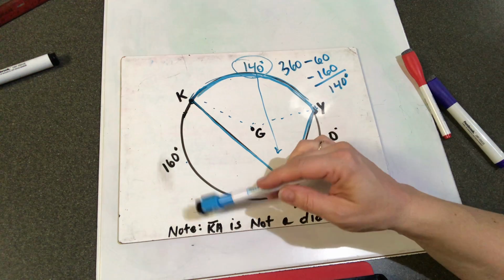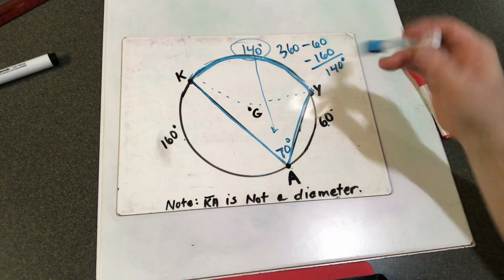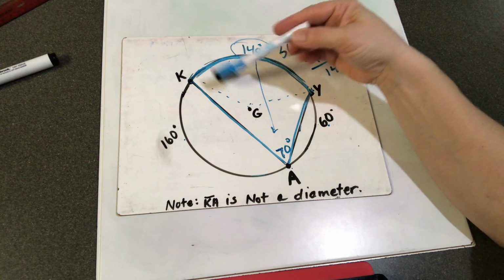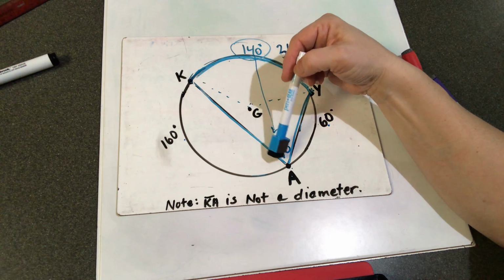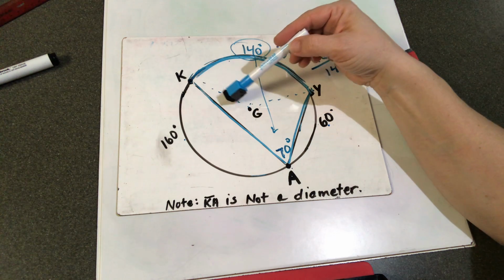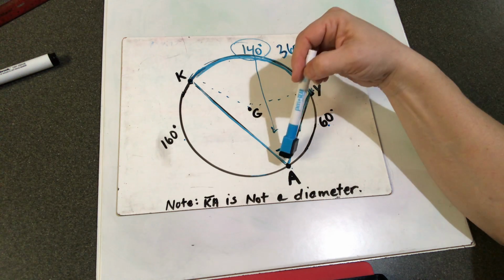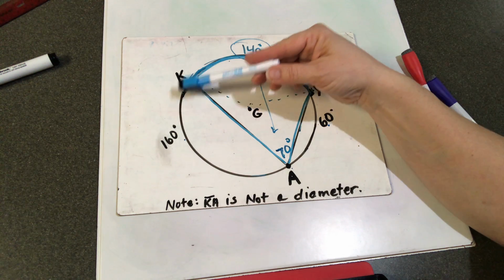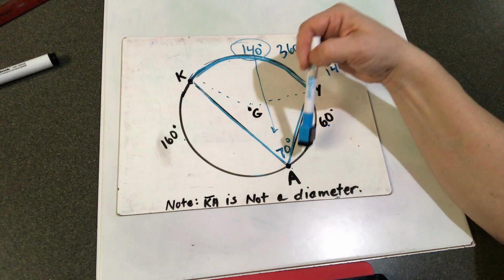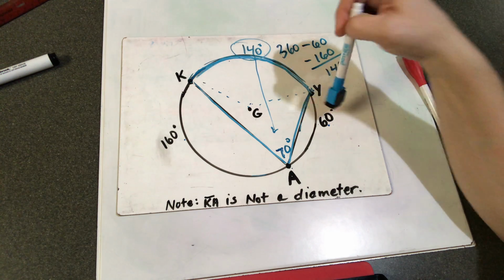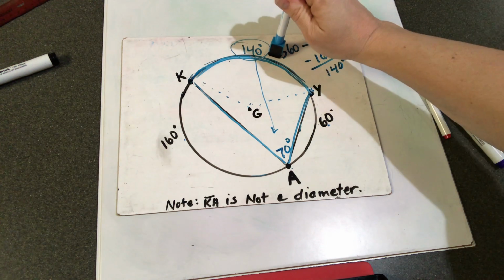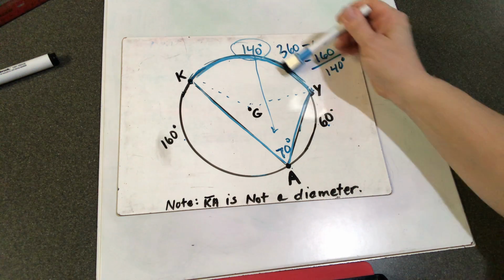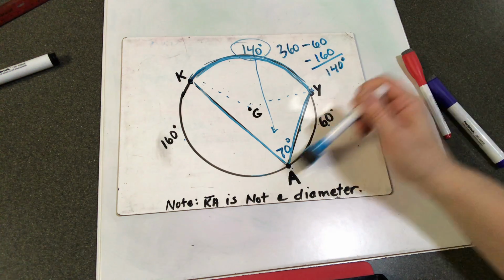Note, here's something. Segment KA is not a diameter. So just take a look there. Even though this cuts across here, it's not cutting through the center of the circle. So you can't look at that and say, oh, that's supposed to be 180. It's not. So be careful about that when you look at your circles. Like this plus this is 200, not 180, because it's more than halfway around the circle. Okay.